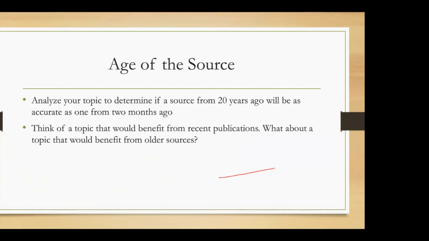So think of a topic that would benefit from recent publications, and think about a topic that would benefit from older sources. So if you're studying something from World War II, it might be beneficial to find primary sources that were made around the time of World War II. But if you're examining vaccines with the coronavirus, you might want to see the most recent publications in that field.